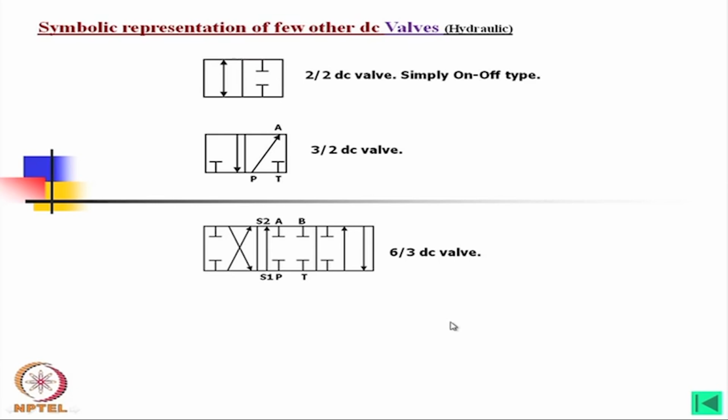So, this valve, in lieu of a 4 by 3 DC valve, is used when this flow is going to some other system. This means that there is an external connection from P to S1, okay. The pump is connected there.